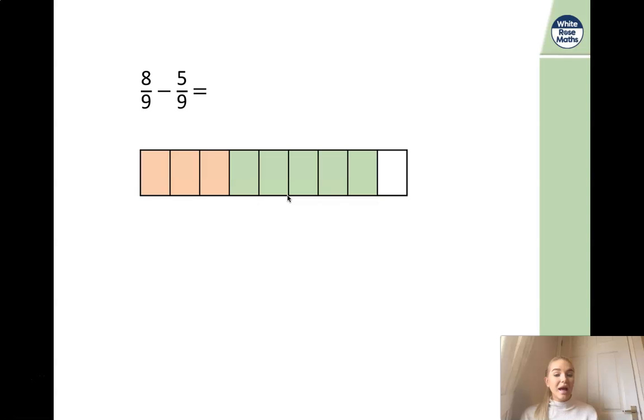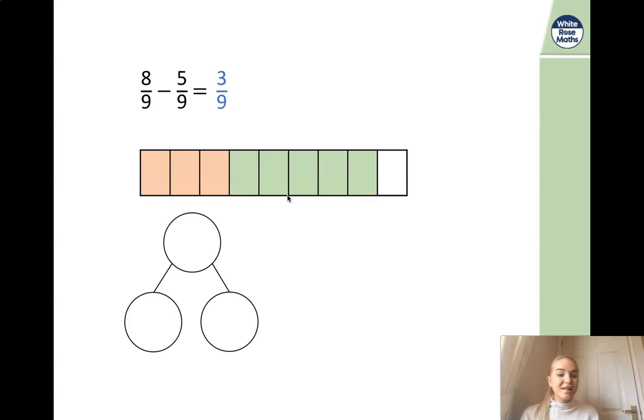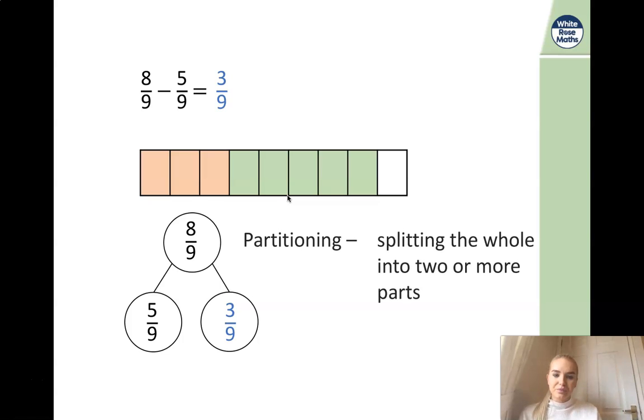And we can see that we have got 3/9 left over. So 8/9 subtract 5/9 gives us 3/9. Now another method we could use to work this out is a part-whole model, because we can put our 8/9 in the top circle, and we already had one part, which was 5/9. And we know that 5/9 add 3/9 equals 8/9. So 8/9 subtract 5/9 must be 3/9 too.